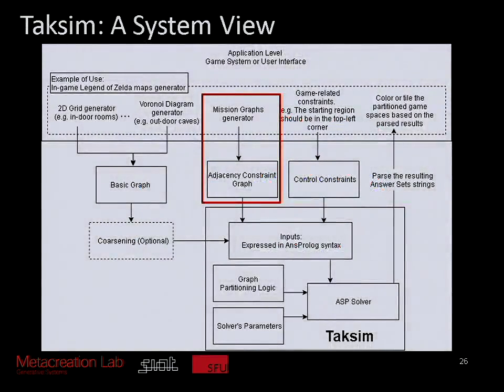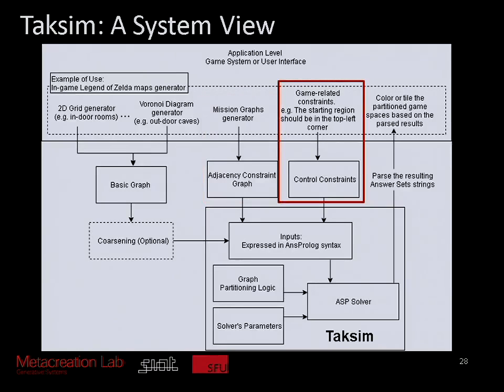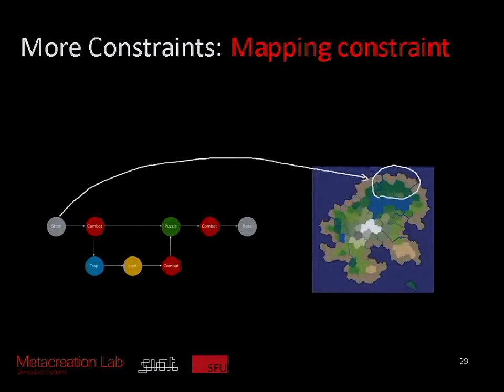The second is where you provide the mission graphs, which could be generated or again manually created. The third part is additional constraints that you want to add to further control the result. I will list some of these constraints now. The first is a mapping constraint. So something you can say is, I want that particular region in the island to be the start region. And because the underlying structure is there from the beginning, you can say, I want that region to be mapped to the start.